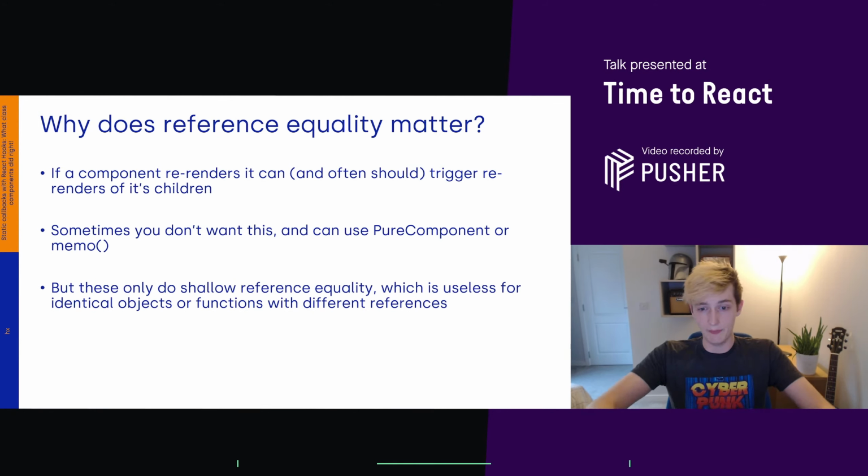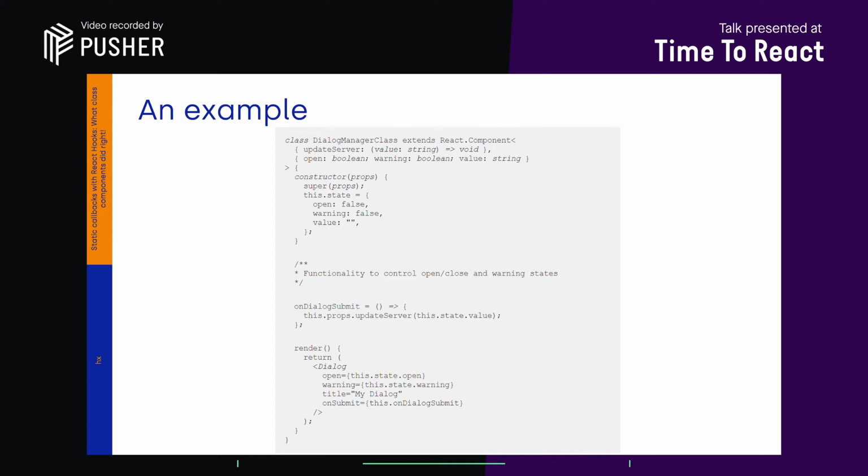And that general dialog component might take an open state, it might take a warning state, it might take a title, and in this case, it takes an onSubmit callback. So perhaps there's a button inside where when you click it, it fires that onSubmit, or maybe when you hit enter on a text field inside, that would fire the submit method. So our manager needs to provide that to it.